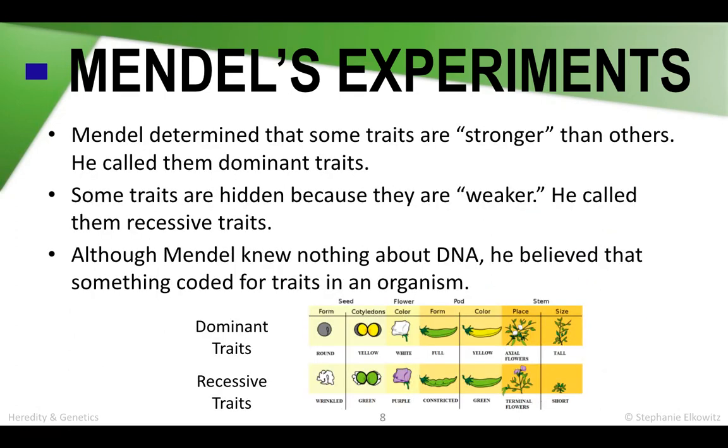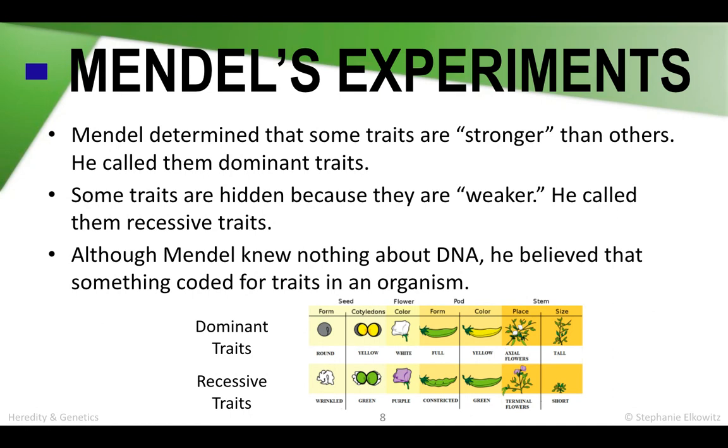Okay. So he determined that some traits are actually stronger than others, and he called those dominant traits. And some traits were actually kind of hidden. You don't actually see them because they're weaker. Those are recessive traits. And he knew nothing about DNA, but he definitely knew that something coded those traits in every organism, right? It's not random. Something is telling that plant to have a round seed or to be yellow, or it's controlling it, right? The genotype is controlling the phenotype, what you see. And he was only working based off of what you could see.